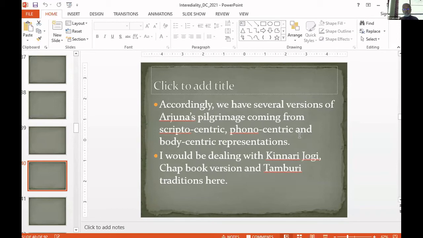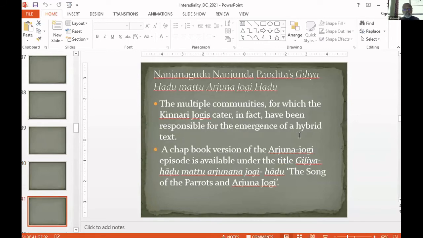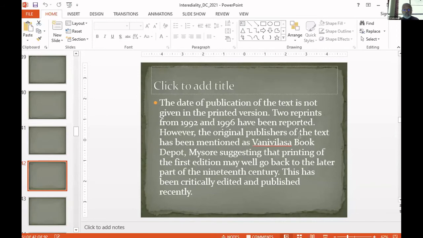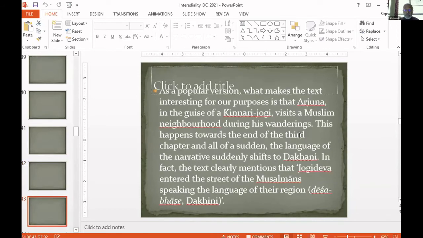I would be dealing with the Kinnari Jogi tradition of performance, a chapbook version, and a tamburi. Tamburi is something like an ektari in Kannada. There is a tradition of that. This is Nanjunda Pandita's Giliya Hadu and Arjuna Jogi Hadu, which is the parrot song and the Arjuna Jogi song. There are multiple communities, for which I'll skip all those things. Let me just go further.